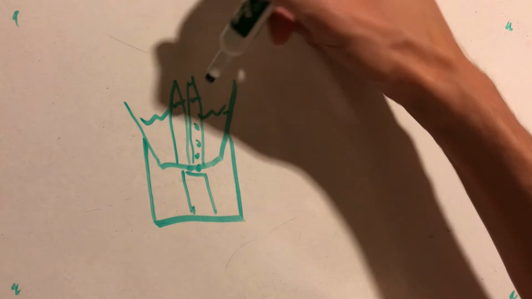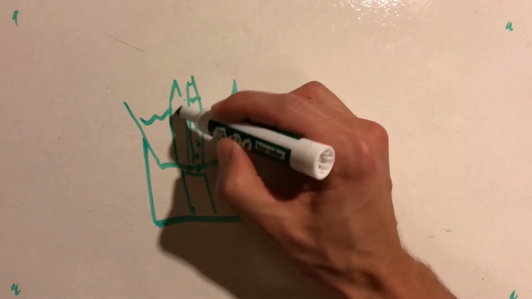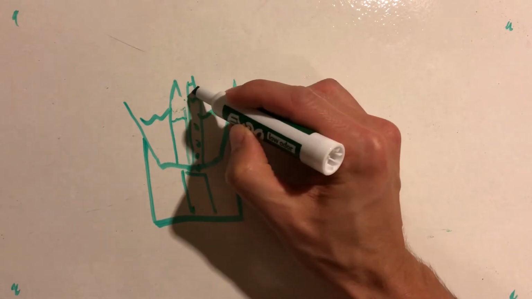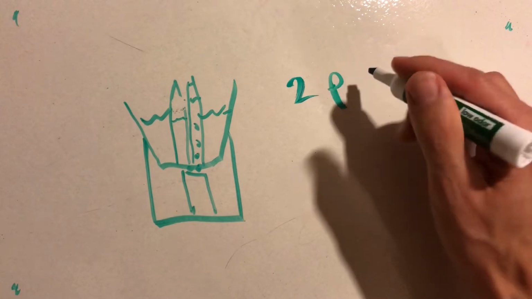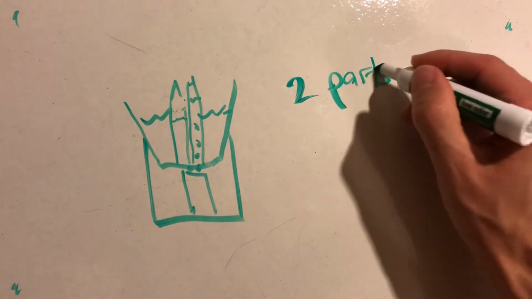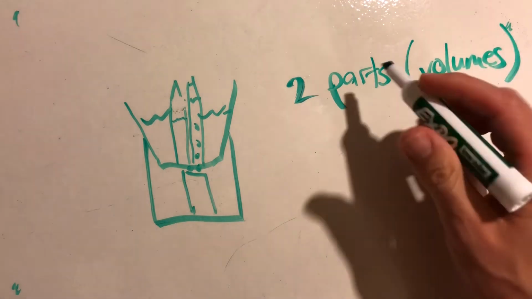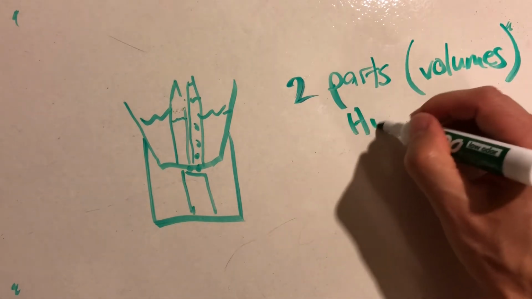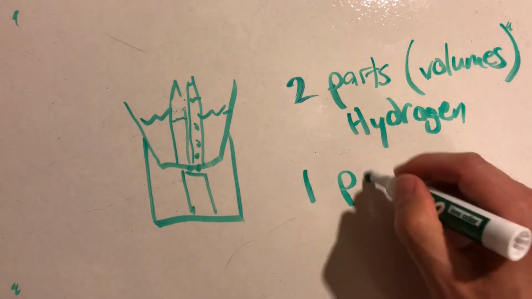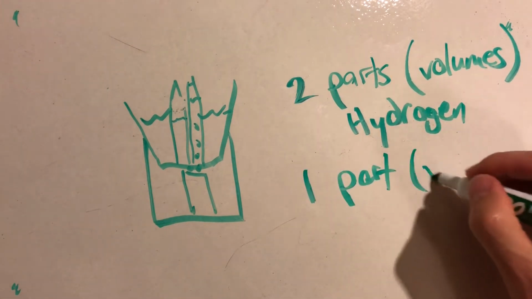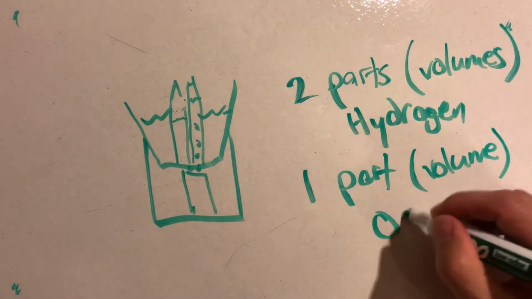What you found is that in water, there is a ratio. This should be maybe about twice this volume. So there's a ratio of 2 parts or volumes of hydrogen to 1 part or volume of oxygen.